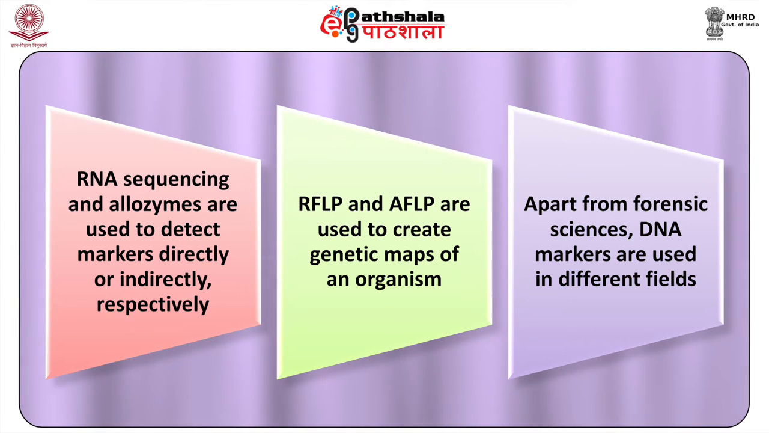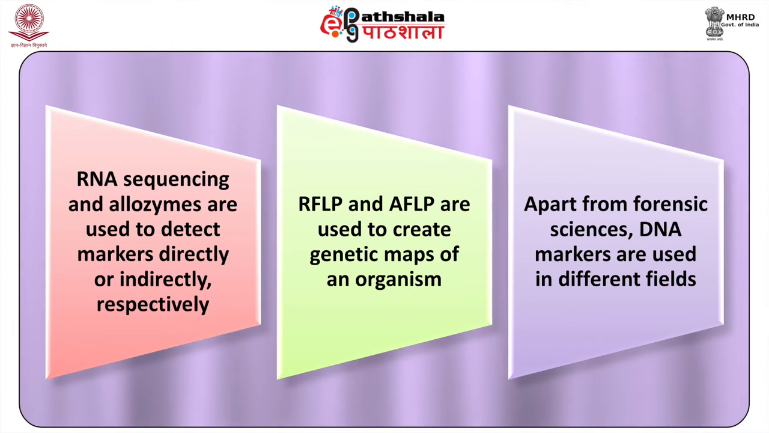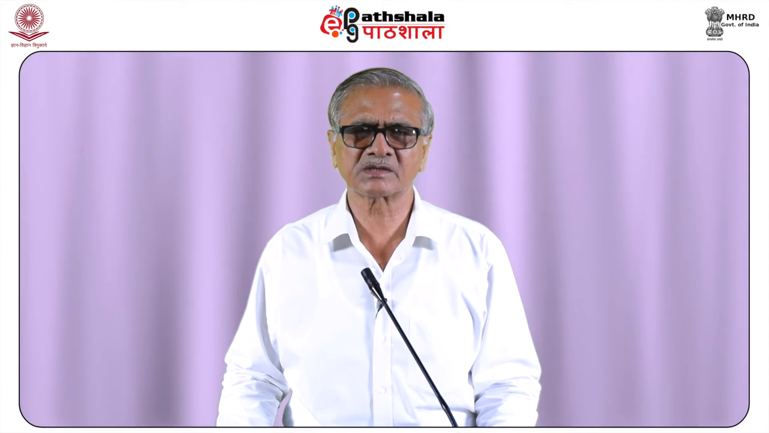Apart from forensic sciences, DNA markers are used in different fields. For example, these are used to measure genomic response to selection in livestock. Mode of selection, that is natural or artificial, leads to change in genetics of the cell. A difference between selected and non-selected livestock can be indicated by the presence of different alleles. Distorted segments of the genetic markers lead to the presence of different alleles.